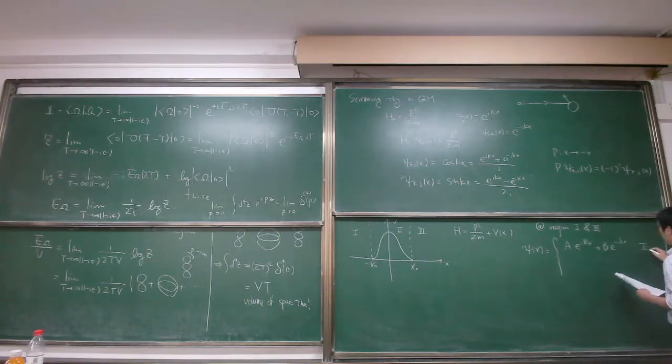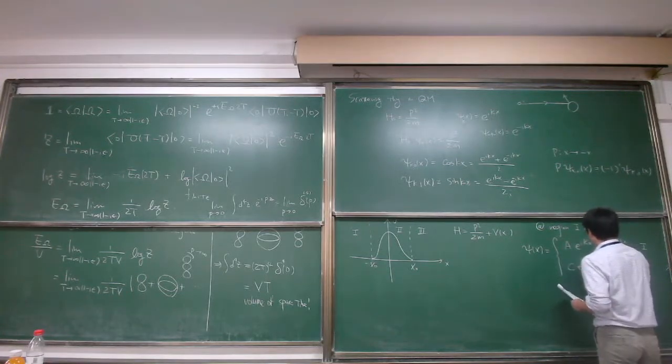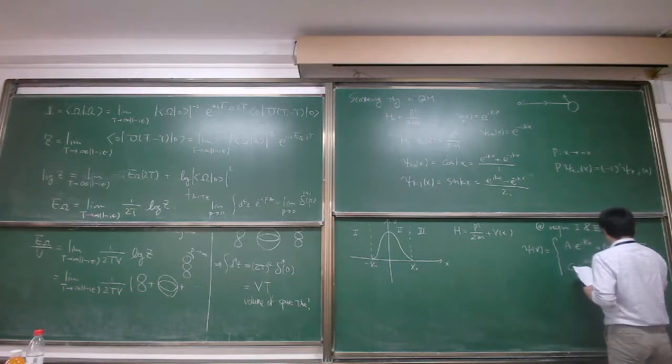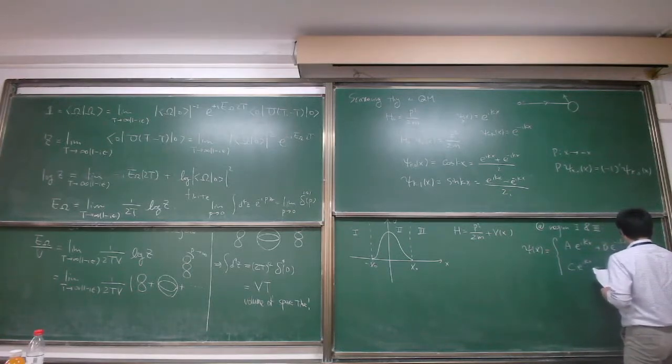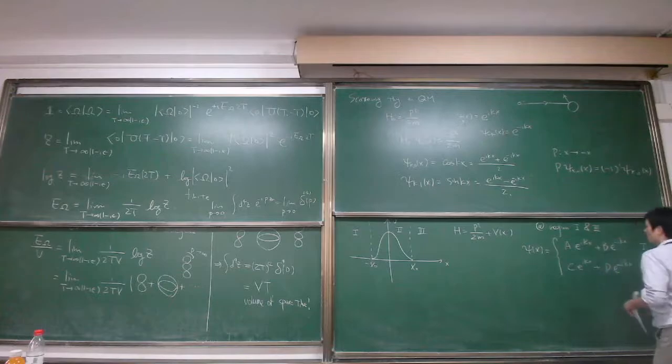So this is region 1, and then C e to the I k x, minus I k x, this is region 2. Okay, so that should be the form of the eigenfunction for this Hamiltonian. Is that okay?